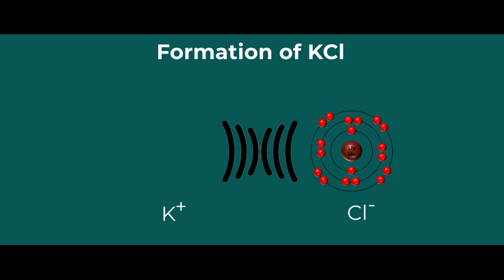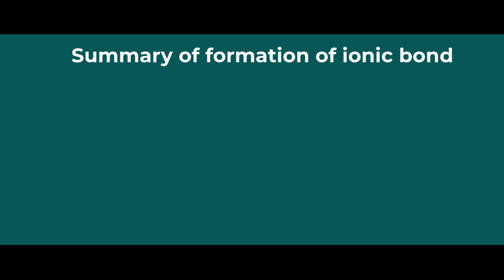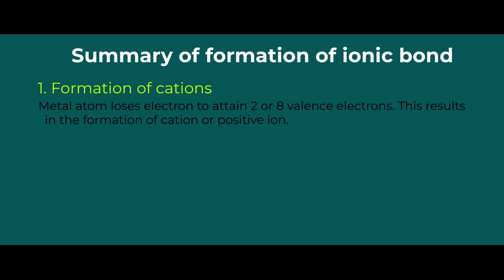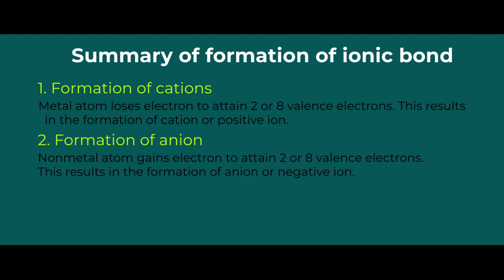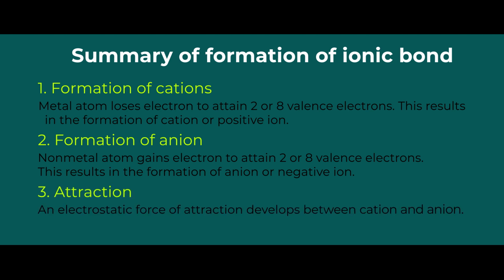Now let us summarize what we have learned about the formation of ionic bond. We have seen the formation of cations. Metal atoms lose electrons to attain 2 and 8 valence electrons, which results in the formation of cation and anion to form a bond, and this bond is called ionic bond. Now we are done with ionic bond. In order to learn about the next type of bond, let us see a video.